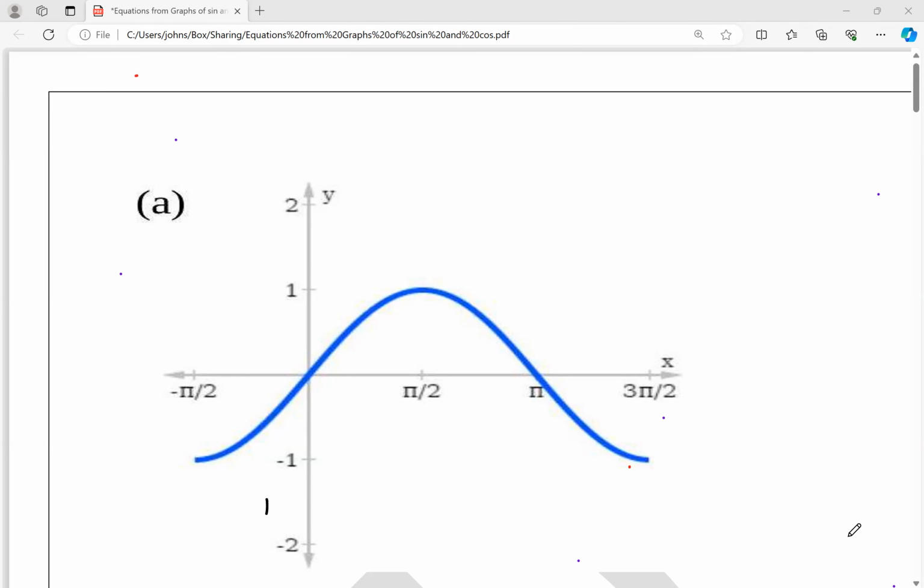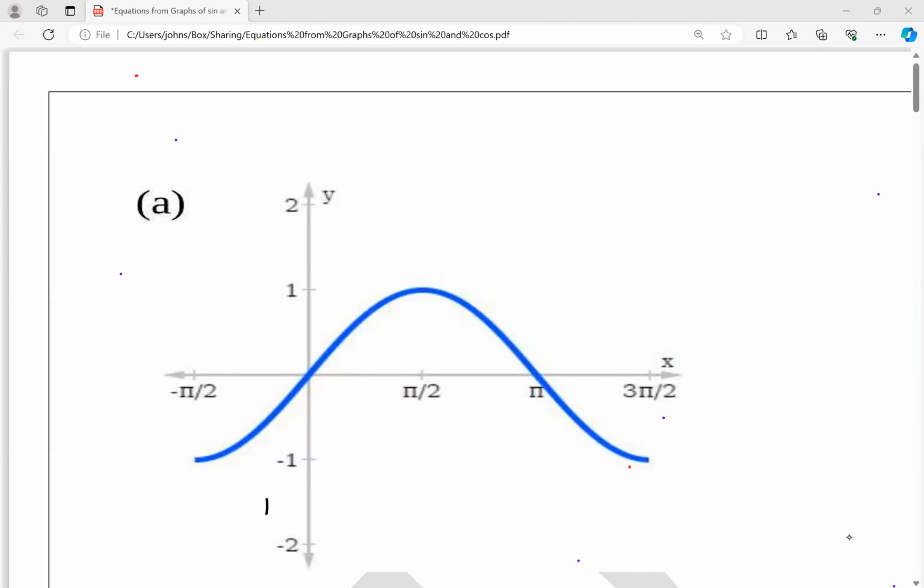Hello viewers. In this video, we'll be looking at how to obtain equations when we are given the graph of sine and cosine. For this type of problem, you need to identify the period, which is very important. And what is the period? The period, you need to use 4 intervals.